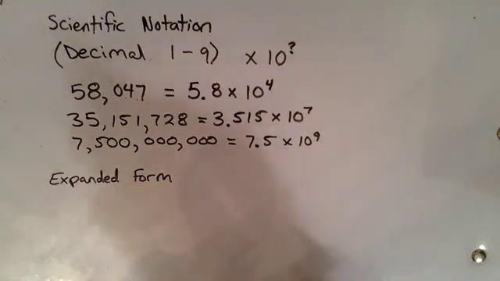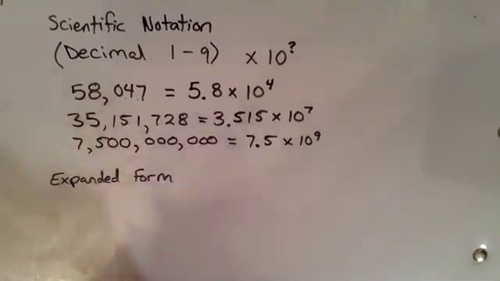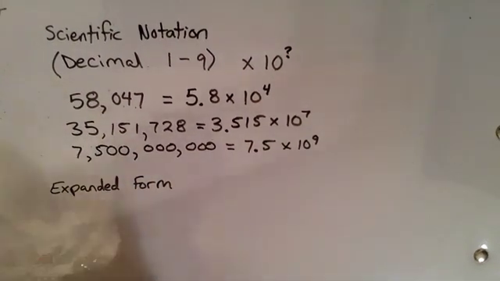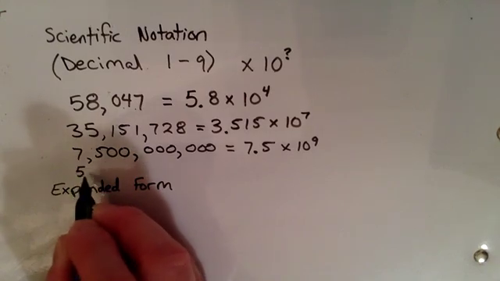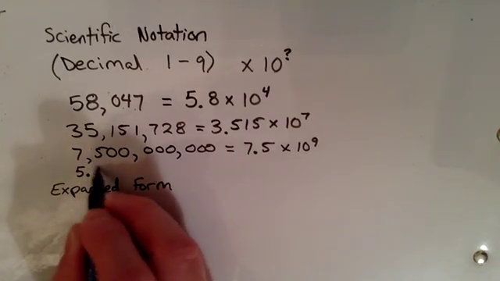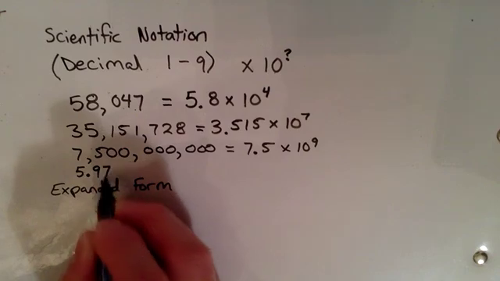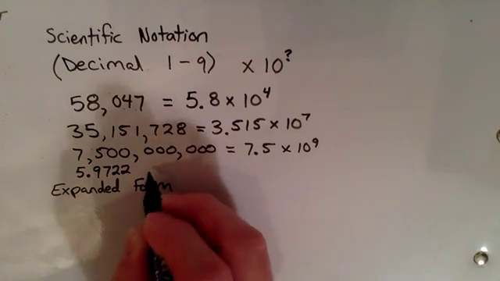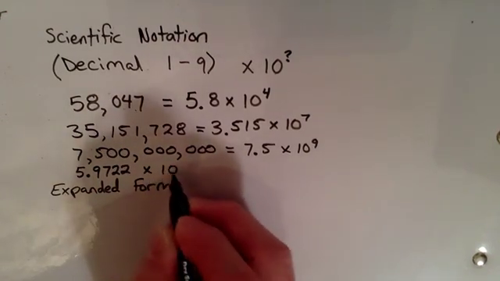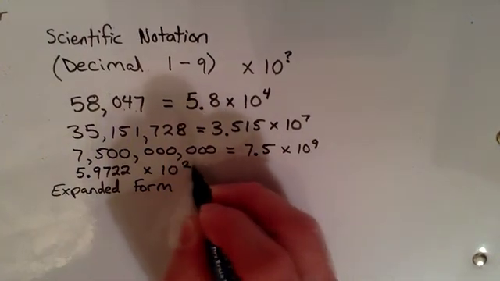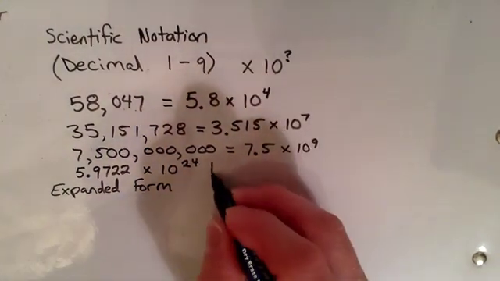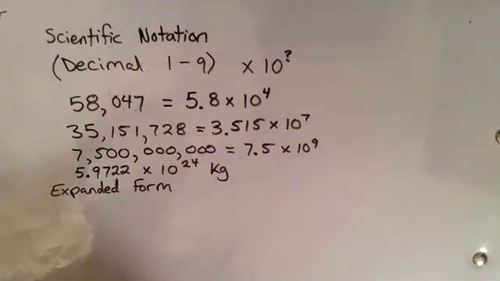This gets to be even more obvious when you talk about really, really large numbers. So for example, if I was to do the weight of the Earth, and I looked that up earlier, that number is approximately 5.9722 times 10 to the 24th power in kilograms.